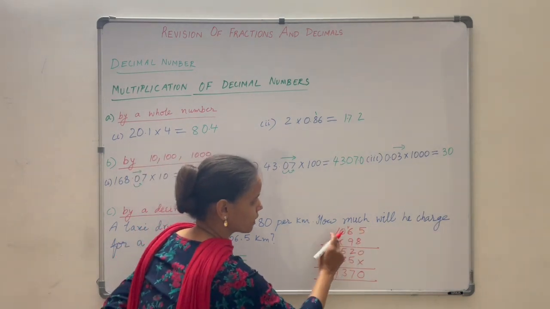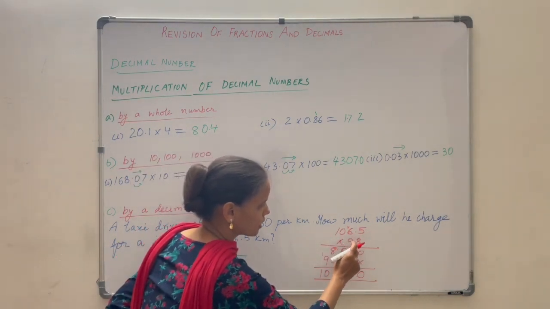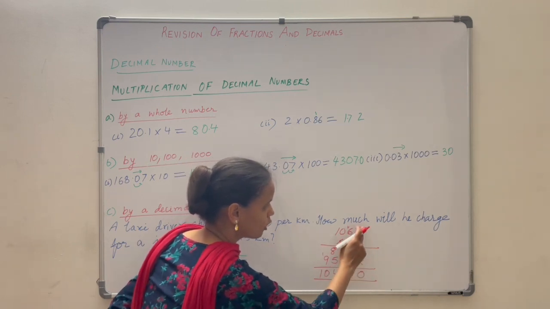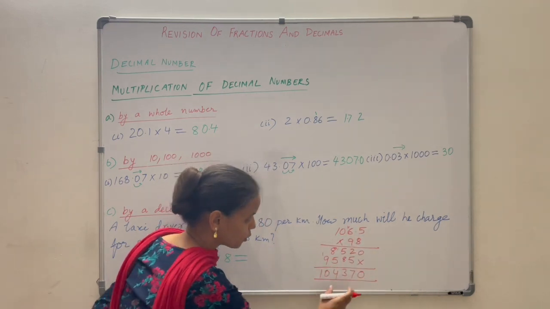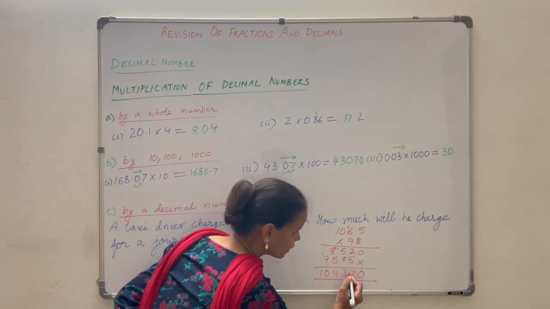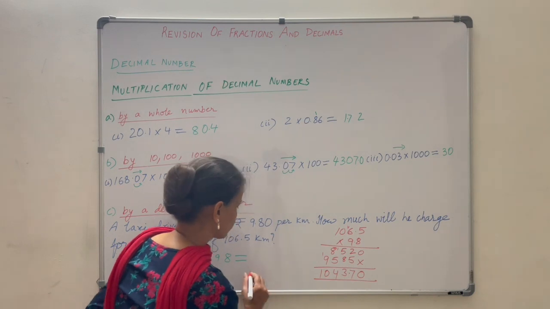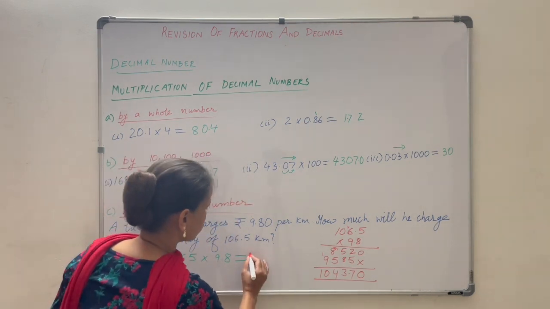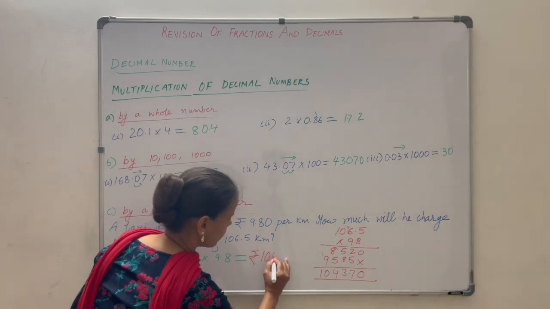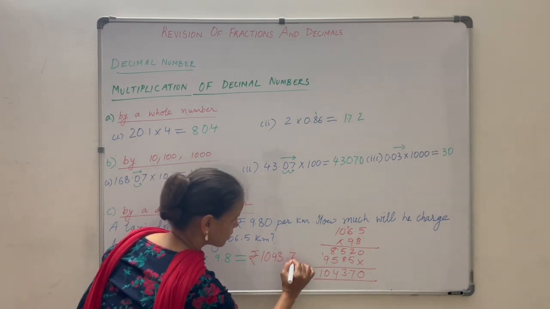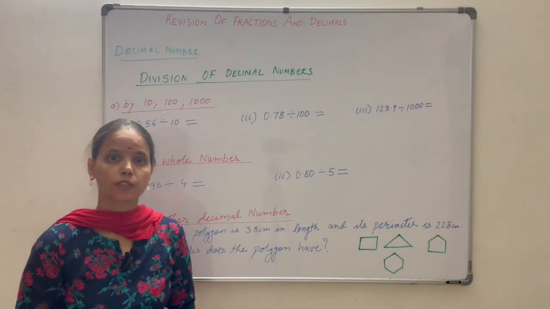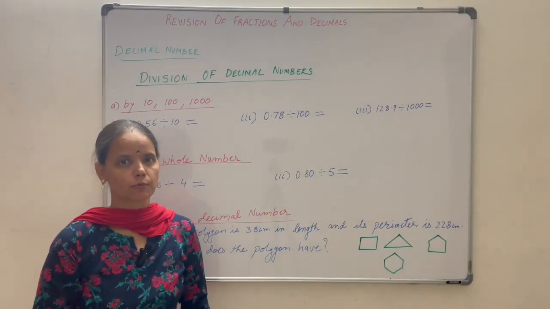Now the decimal point here, after decimal point 1 digit is there, here also after decimal point 1 digit is there. So totally how many digits are there? 2 digits after the decimal point. So in the final answer, the 2 digits will be there after the decimal point. So it will be here. So the answer is rupees 1043.7 is the answer.